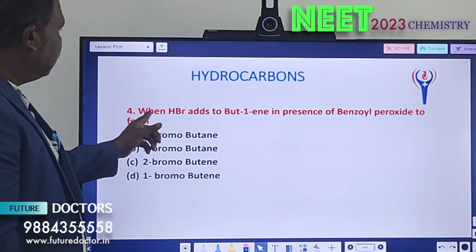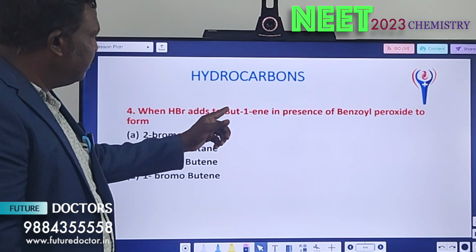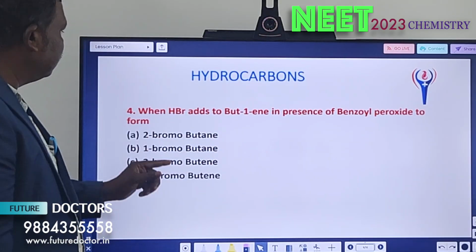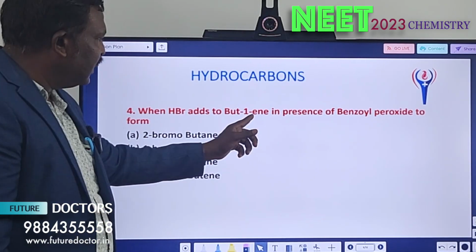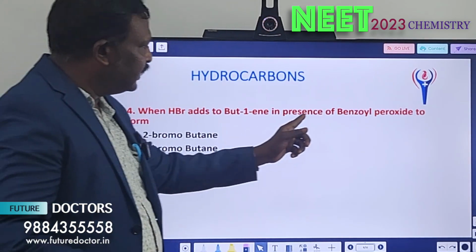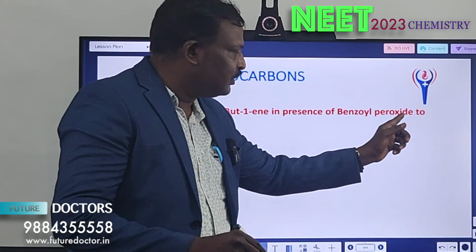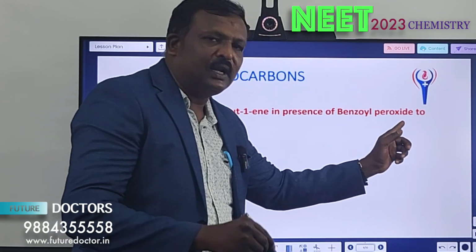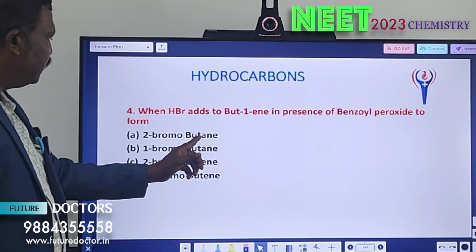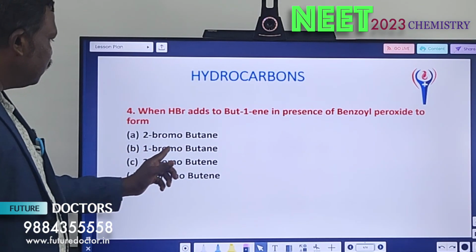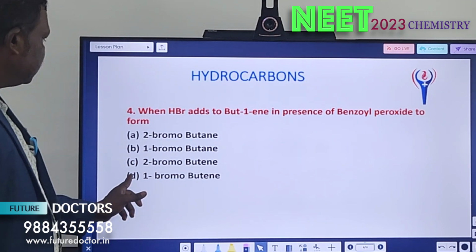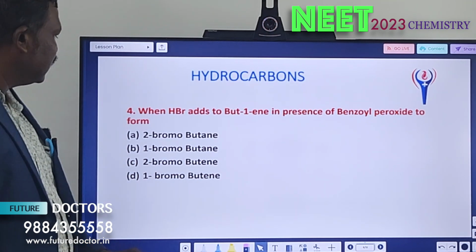Fourth question, when HBr adds to but-1-ene in presence of benzoyl peroxide, it forms dash. HBr with an alkene, nothing but simply remember Markovnikov rule. If the peroxide is not given, it means Markovnikov rule. If benzoyl peroxide is given, it is called anti-Markovnikov rule. There's a difference. Option A, 2-bromobutane. Option B, 1-bromobutane. Option C, 2-bromobutene. Option D, 1-bromobutene. Okay. Next one.